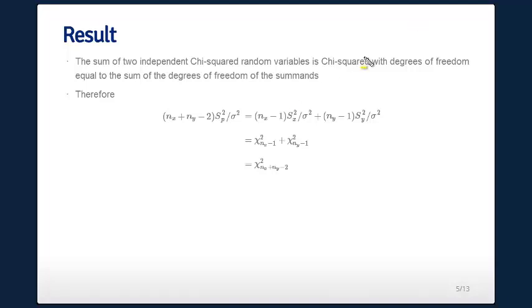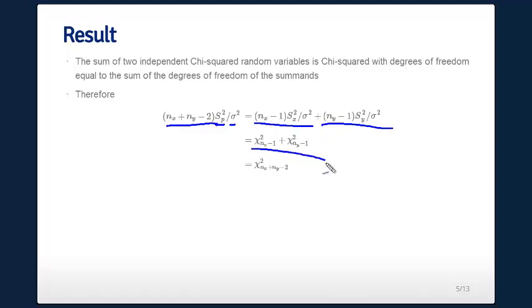And then it's also true that if you take this pooled variance estimator and multiply it by nx plus ny minus 2 over sigma squared, that works out to be nx minus 1 sx squared over sigma squared plus ny minus 1 sy squared over sigma squared.